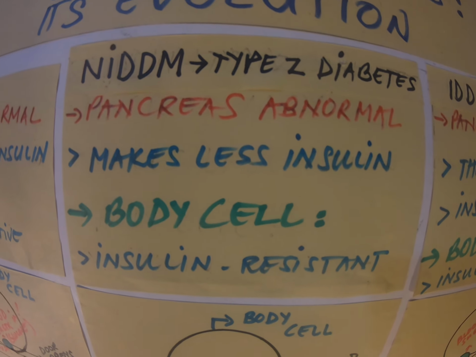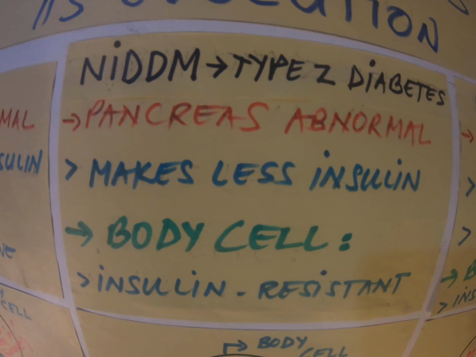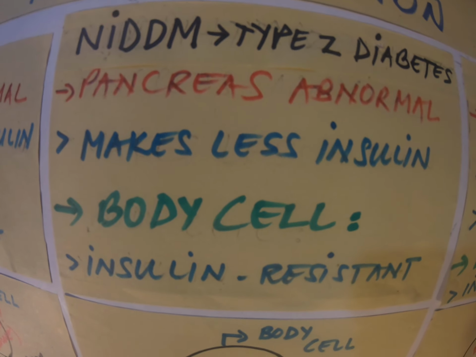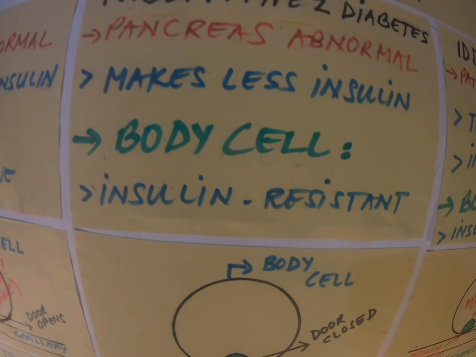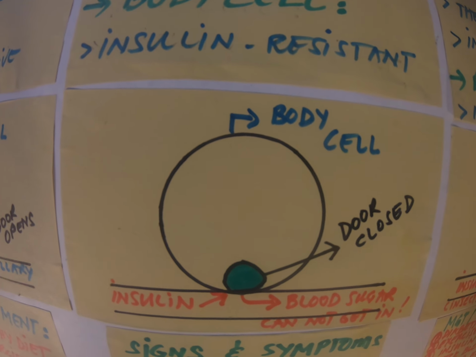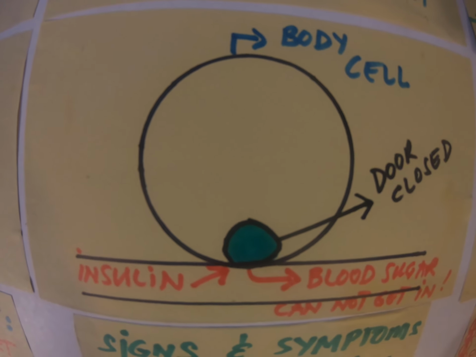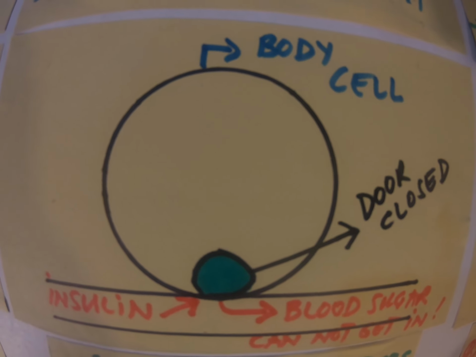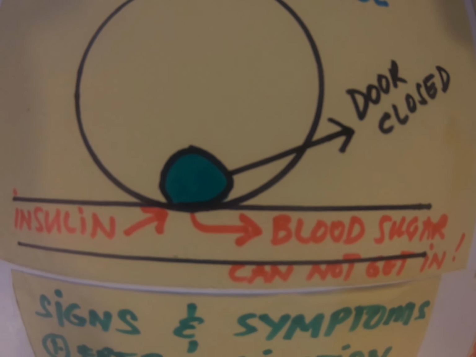The second column here, the patient is already diabetic, but before seeing the doctor, he will manifest some signs and symptoms. So this is type 2 diabetes. The pancreas is abnormal. It makes less insulin. The body cell so far rejects the blood sugar coming in, and it's resistant to the insulin. So the insulin and the blood sugar arrive between the cell wall and the capillary membrane. The insulin tried to unlock the door. The body cell refused. The door remains closed, and the blood sugar remains outside.